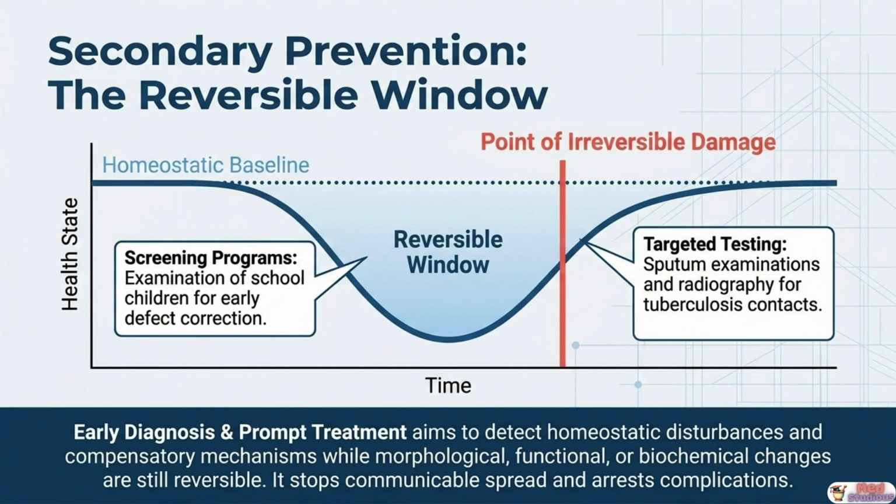Targeted testing focuses on high-risk groups, such as sputum examination and chest radiography for contacts of confirmed tuberculosis cases, identifying infection before it becomes symptomatic and infectious. Prompt treatment then stops communicable spread, arrests complications, and returns the patient toward the homeostatic baseline.